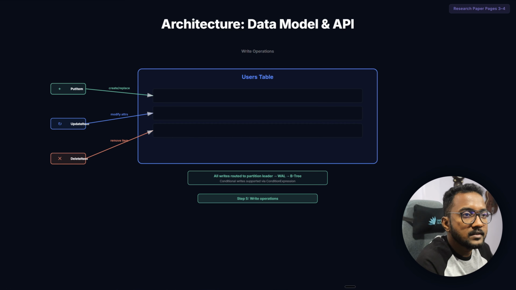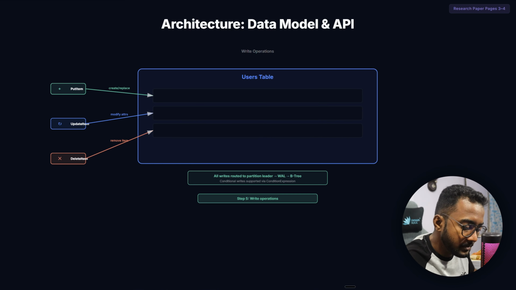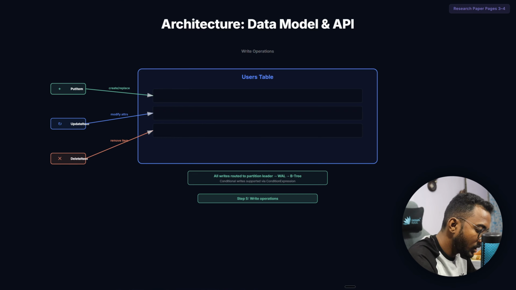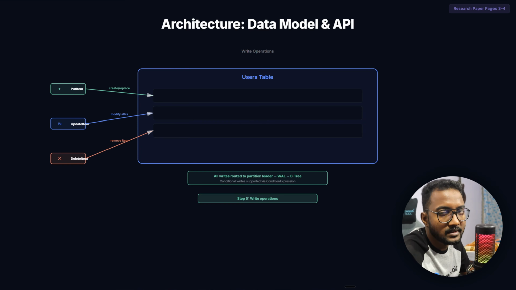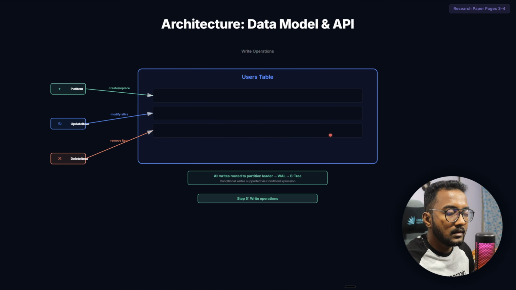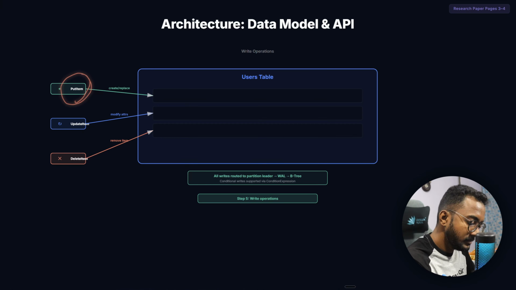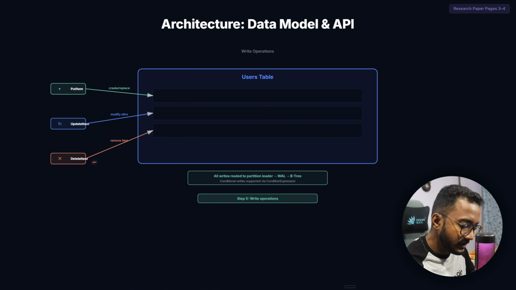Let's talk about the methods that we are allowed to use on the table. In DynamoDB, we can do a put item, an update item, or a delete item, because it's a key value store. If I give you a brief summary, writes are put item, which inserts or replaces; update item, which modifies attributes; and delete item, which removes an item by a primary key.